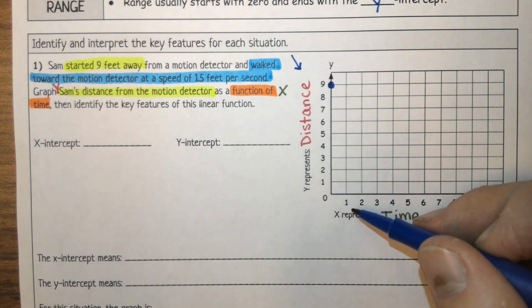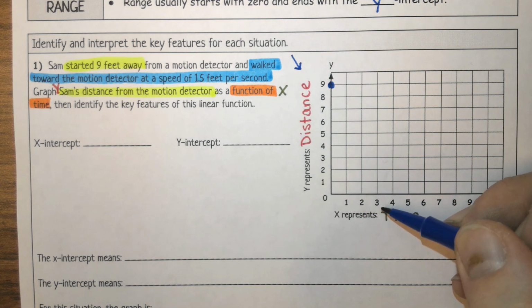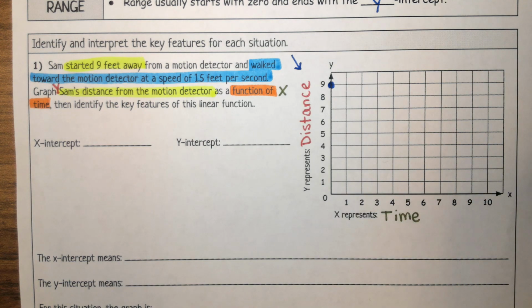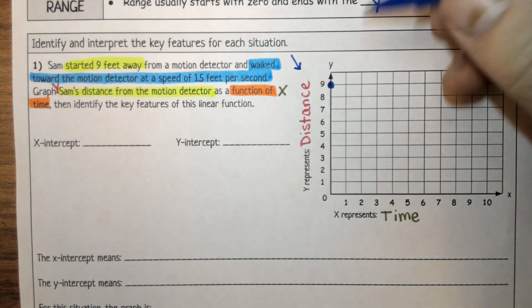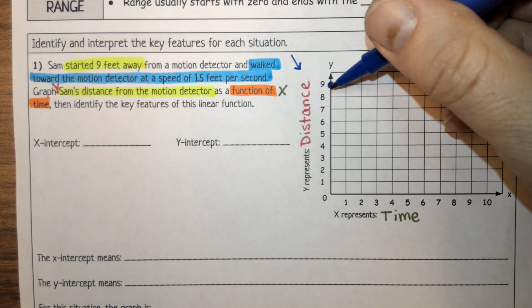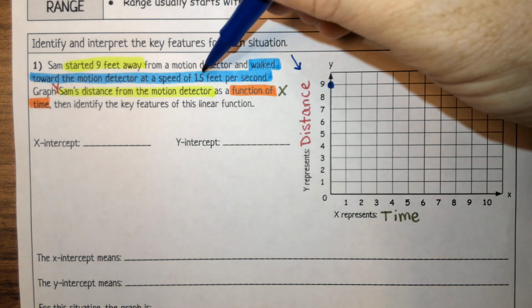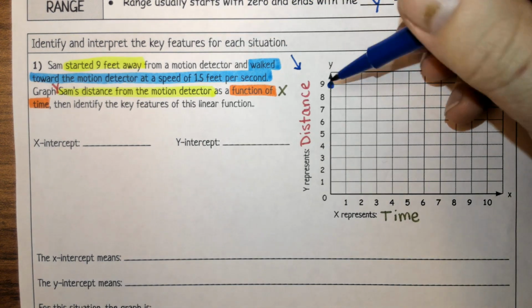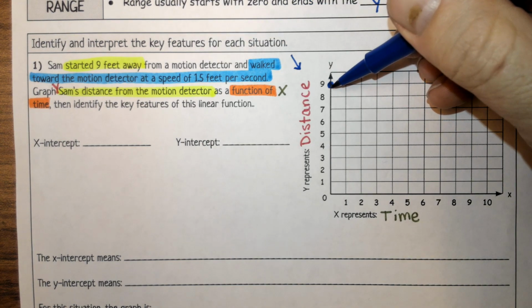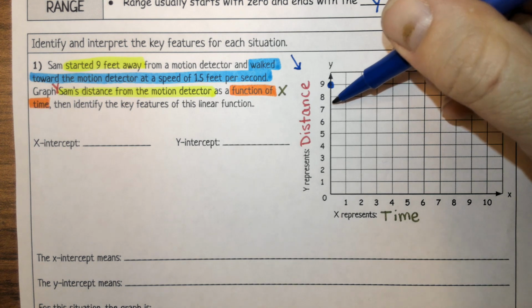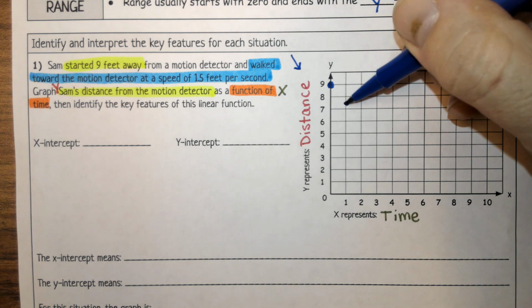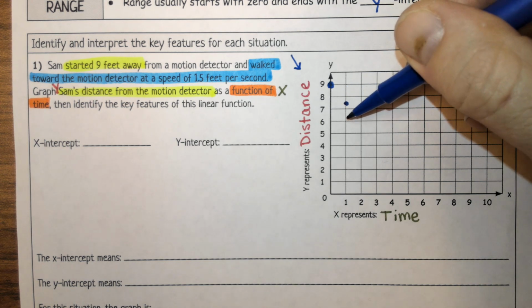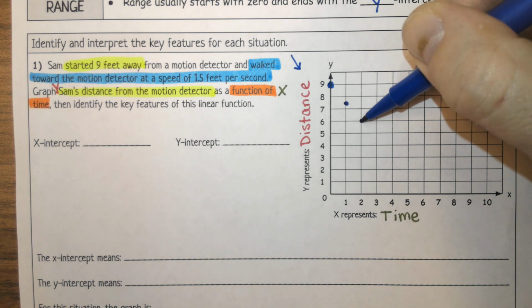And then our time, these can be seconds. 1 second, 2 seconds, 3 seconds, 4 seconds, and so on. So starting with 9, if I'm walking towards it, my number should go down 1.5 feet for every second. So I start at 9 feet. I'm going down 1.5 feet for 1 second. Then I go down another 1.5 feet for another second. And I keep going.